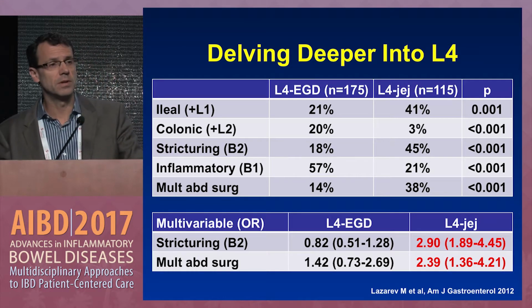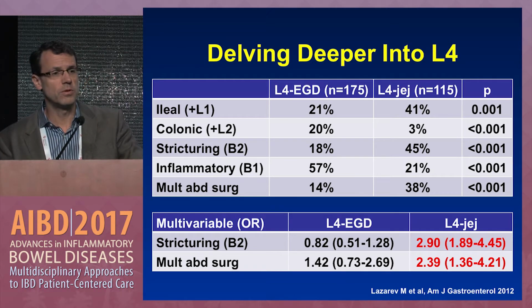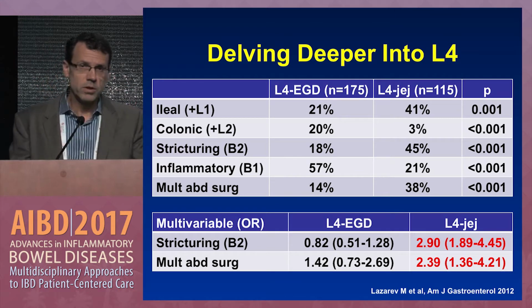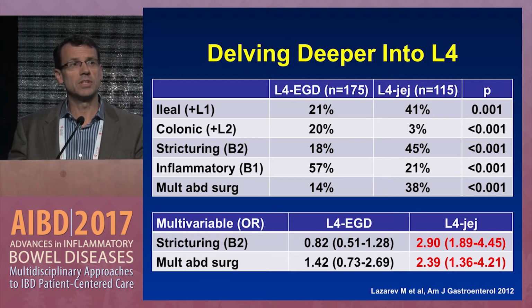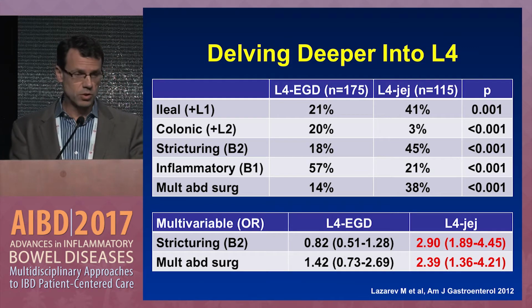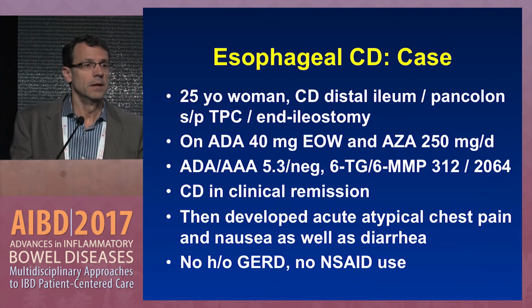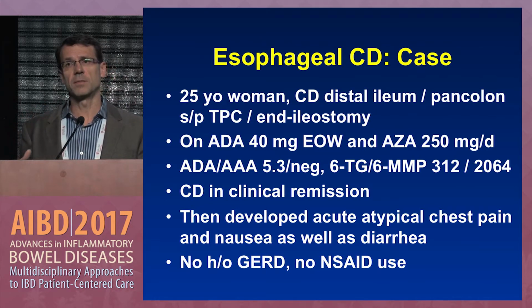On multivariable analysis, they identified that it was really the jejunal disease that had a 2 to 3-fold increased risk of stricturing disease or need for multiple abdominal surgeries. So what we think now is that perhaps this more aggressive phenotype with upper GI disease is really driven by the jejunal component and not the even further proximal disease. So for this talk, we're going to focus on Crohn's of the esophagus, stomach, and duodenum.